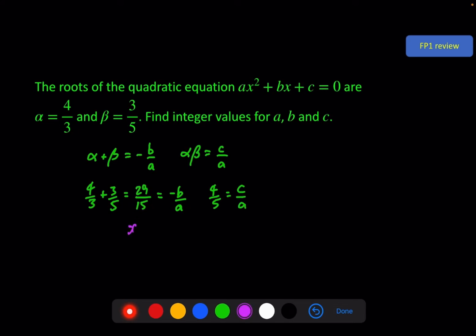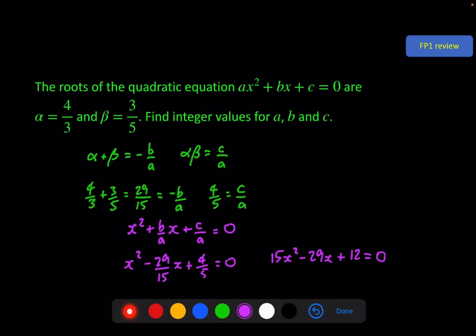So we can put this into the equation x squared plus b over a x plus c over a is equal to 0, which gives us a minus 29 over 15 here, plus 4 over 5 here, and then we need to make sure that they are integer values, so we just multiply everything by 15. And here is our answer.